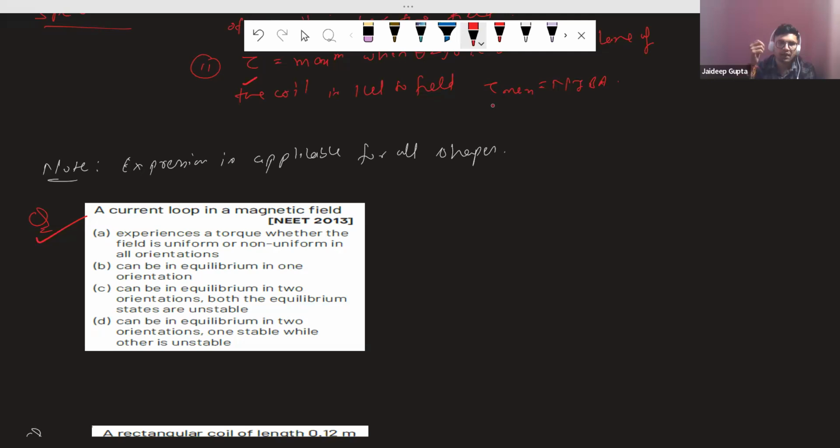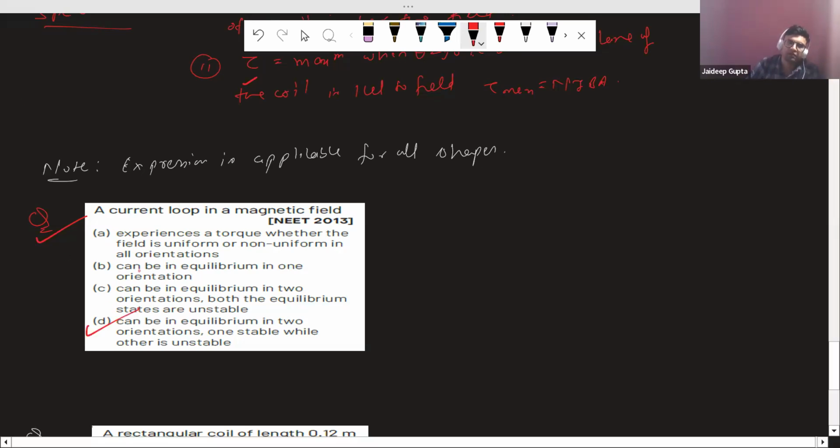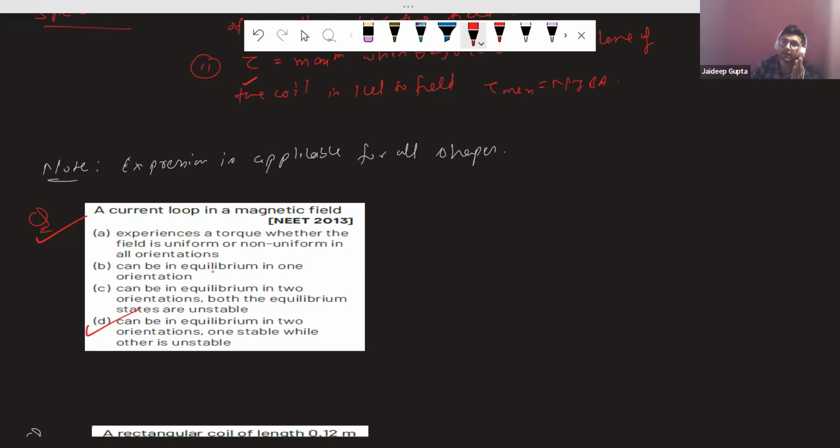Second case, can it be in equilibrium in one orientation? No, theta 0 or 180, both are equilibrium cases. Now, if theta is 0 degree, then stable. If theta is 180 degree, then unstable. So D is the correct option. So a current carrying loop may or may not experience a torque. It completely depends on the orientation. There are two types of equilibrium, stable and unstable. So D is the correct option.